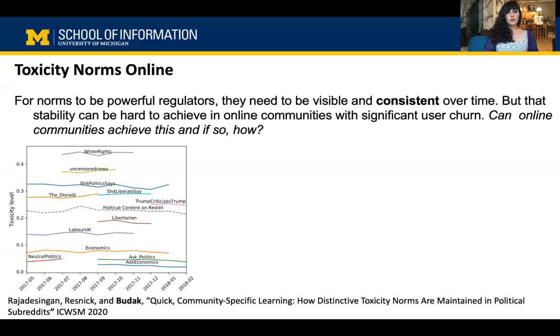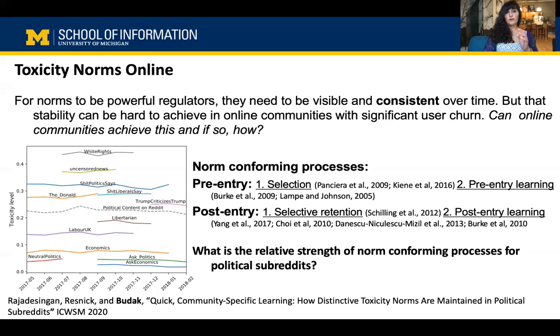So scholarship has identified different norm-conforming processes that might be at play here. There are 4 of them, 2 of them pre-entry, 2 of them post-entry. Pre-entry ones are, first one, selection. People tend to join communities that are more like them, in this case, more like them in their expectations of toxicity. And second is pre-entry learning.